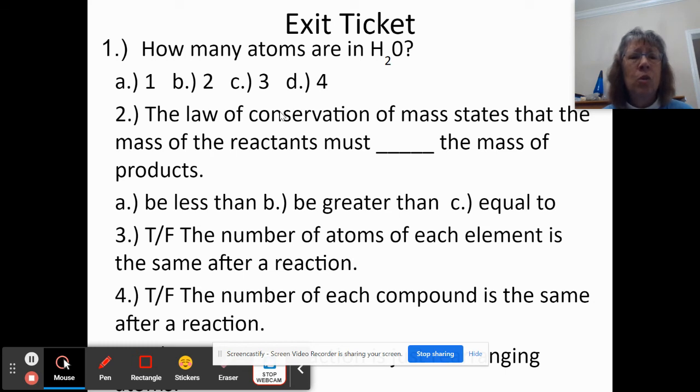Number 3, true or false. A, the number of atoms of each element is the same after a reaction. And B, true or false, the number of each compound is the same after a reaction. You may take your time to figure each one of these out.